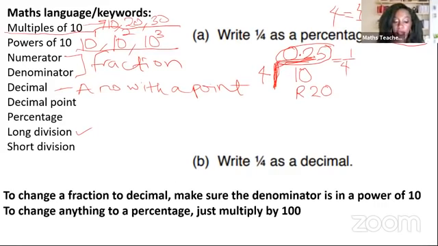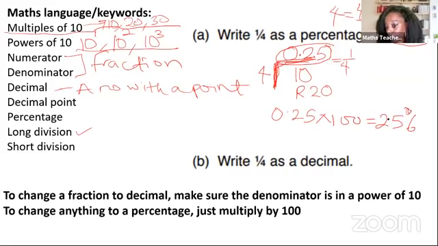Now, I've written here, to change a fraction to a decimal, make sure the denominator is a power of 10. The reason I've said that will come into perspective later. So once your child knows how to change using long division, your child needs to know that to change anything to a percentage, they just need to multiply by 100. Now, if I want to multiply 0.25 by 100, that would give me 25, and I'll put the percentage at the back because I've just multiplied by 100.